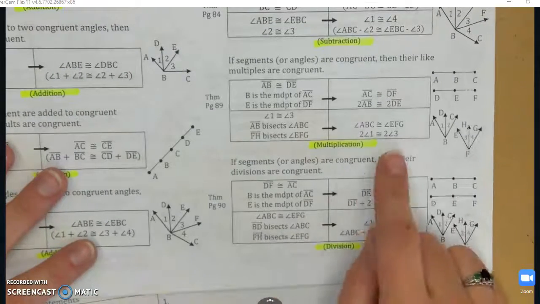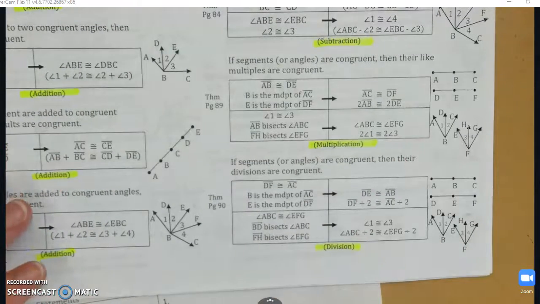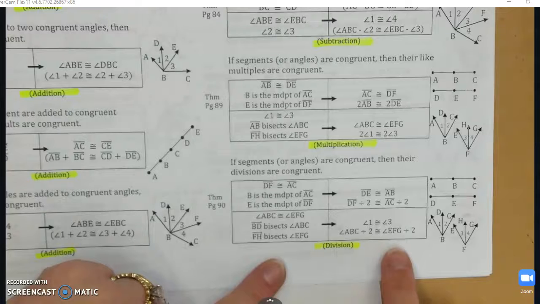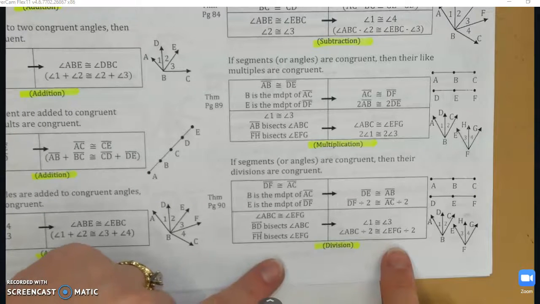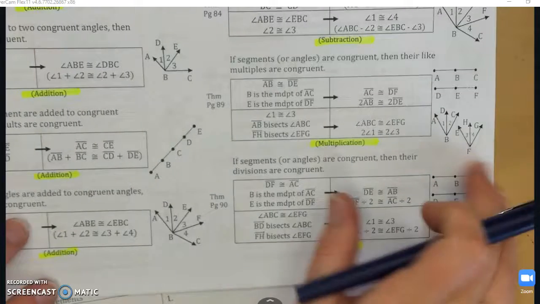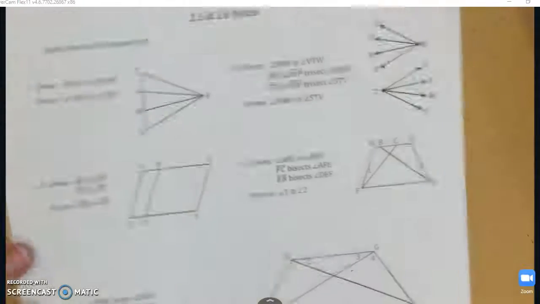Multiplication has to do with if I have congruent segments or angles that I am multiplying by the same value, I'm going to still have a congruent segment or angle. And then division states that if I have congruent segments or angles that I'm dividing by the same value, I will still have congruent segments or angles. So addition, subtraction, multiplication, and division. It's going to be a combination of context clues and then just breaking down how we're getting to our end result to determine which of these 4 properties is being used. So let's practice that first.